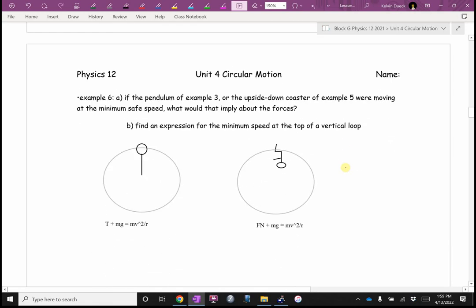Example 6. If the pendulum of example 3 or the upside down roller coaster of example 5 were moving at minimum safe speed, what would that imply about the forces? And then B says, find an expression for the minimum safe speed.